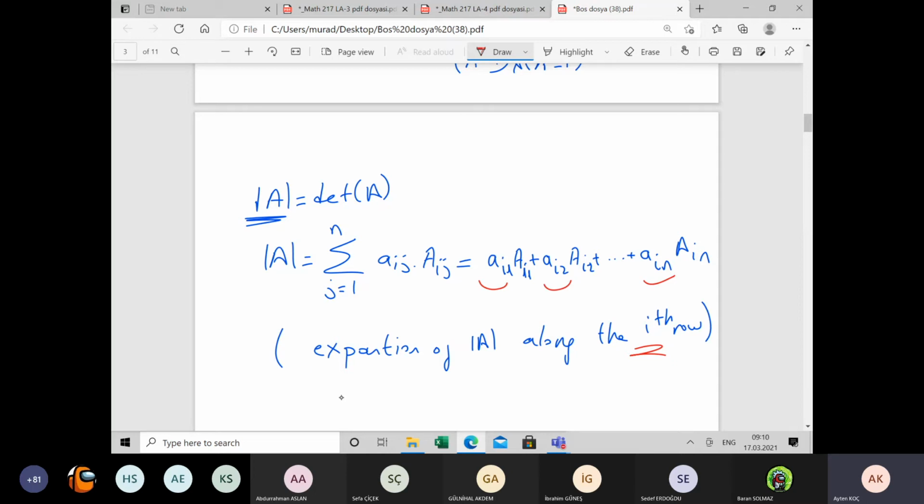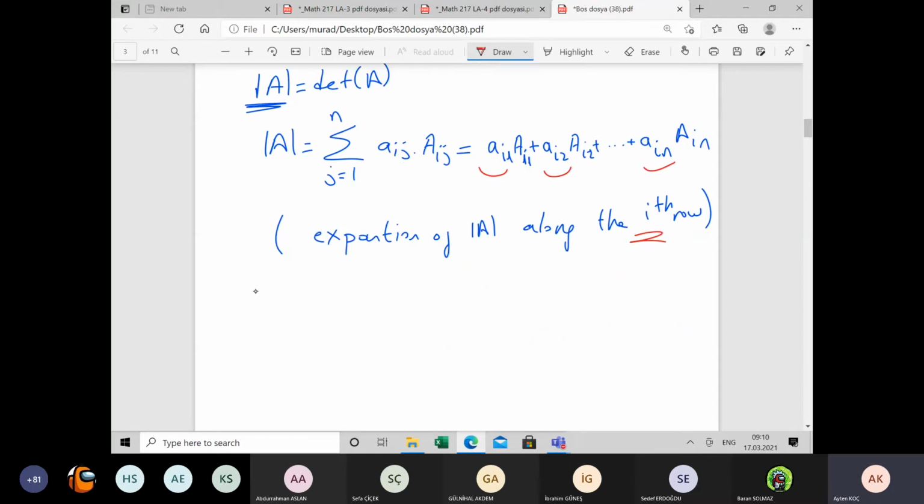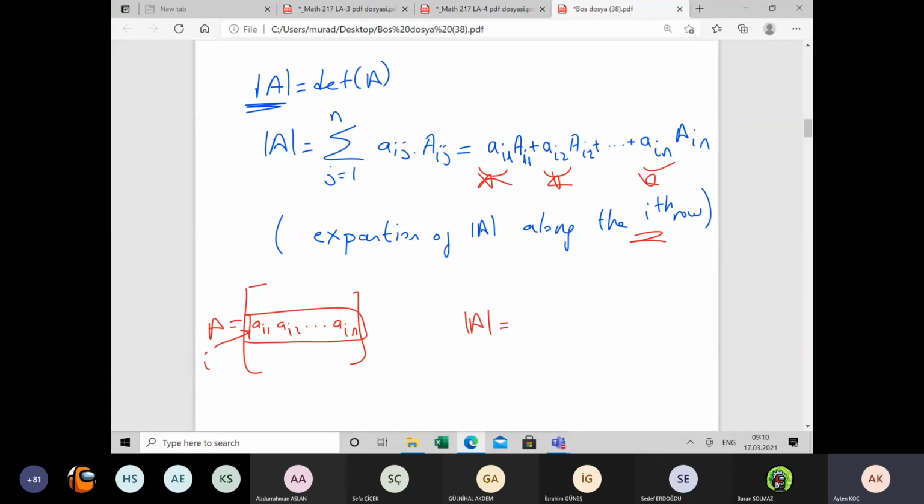We take our matrix A and choose row i with entries a i1, a i2, and the last entry a in. Choose this row i. So find the determinant of A depending on row i. Write all the entries here, and then multiply by the corresponding cofactor. This gives the determinant of A.